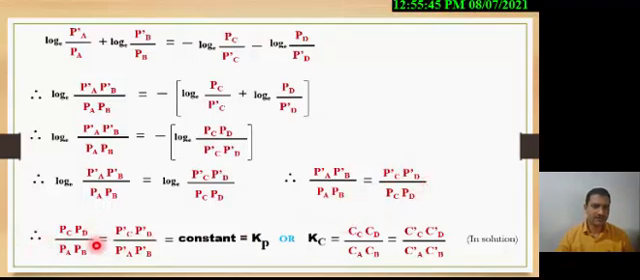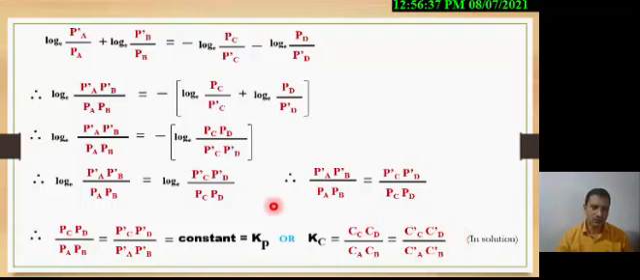Therefore, with just a mathematical rearrangement, taking PC PD to the other side, we get here (PC PD)/(PA PB) is equal to (P'C P'D)/(P'A P'B), which is equal to just a constant. It is an equilibrium constant, Kp, or Kc in the case of a solution: (Cc Cd)/(Ca Cb) is equal to (C'c C'd)/(C'a C'b).